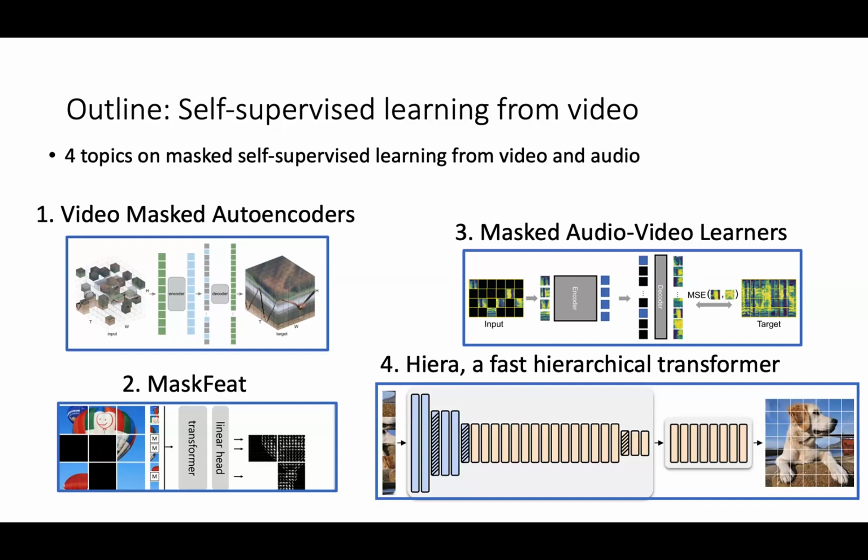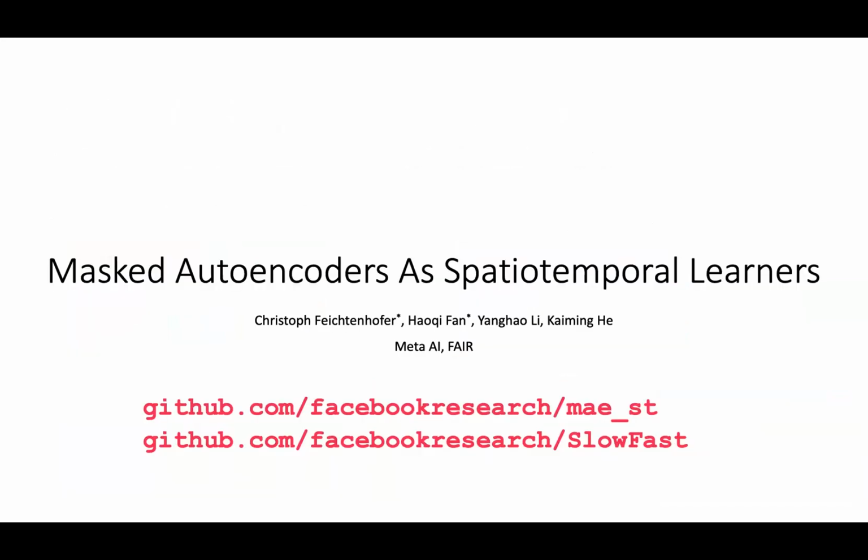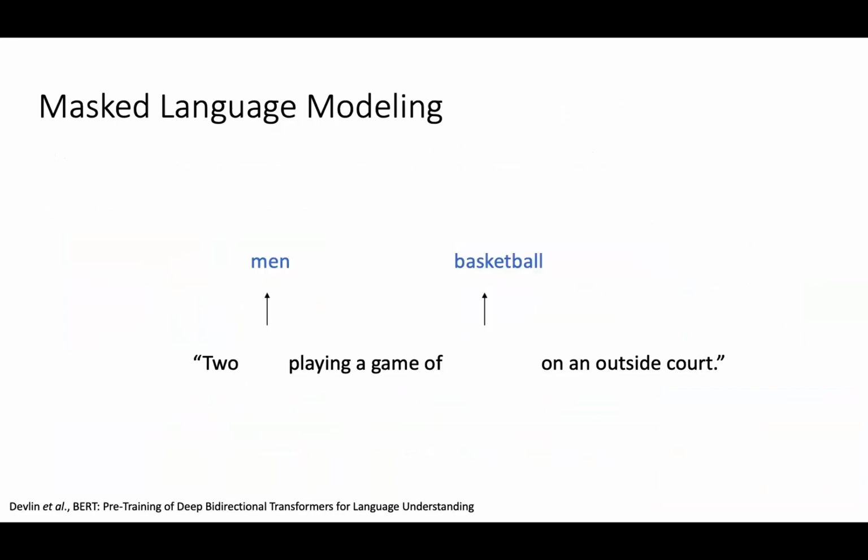In the first part, I will talk about masked autoencoders as spatiotemporal learners. This is work that has been published at NeurIPS in December, and the code is also online at the website shown here. So what is the main motivation for this work for masked autoencoding?